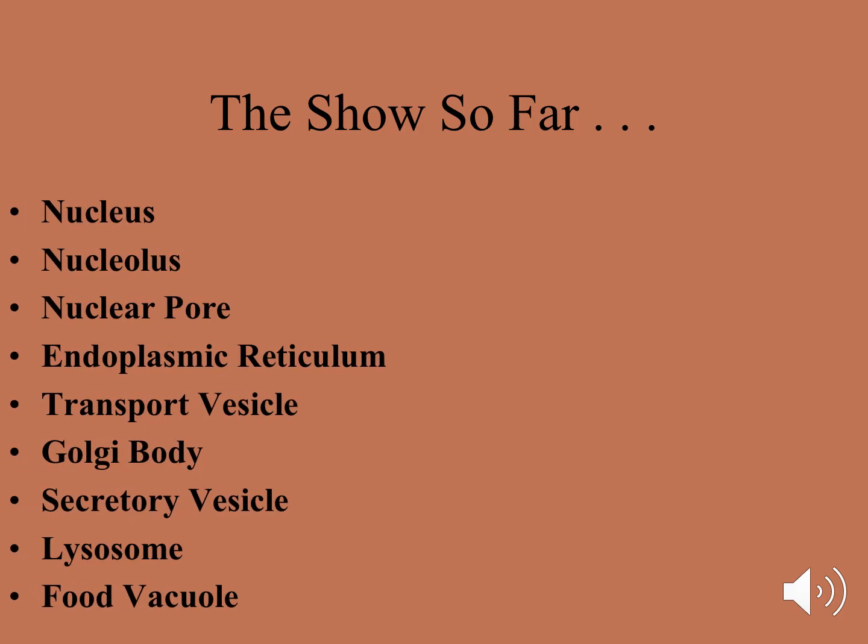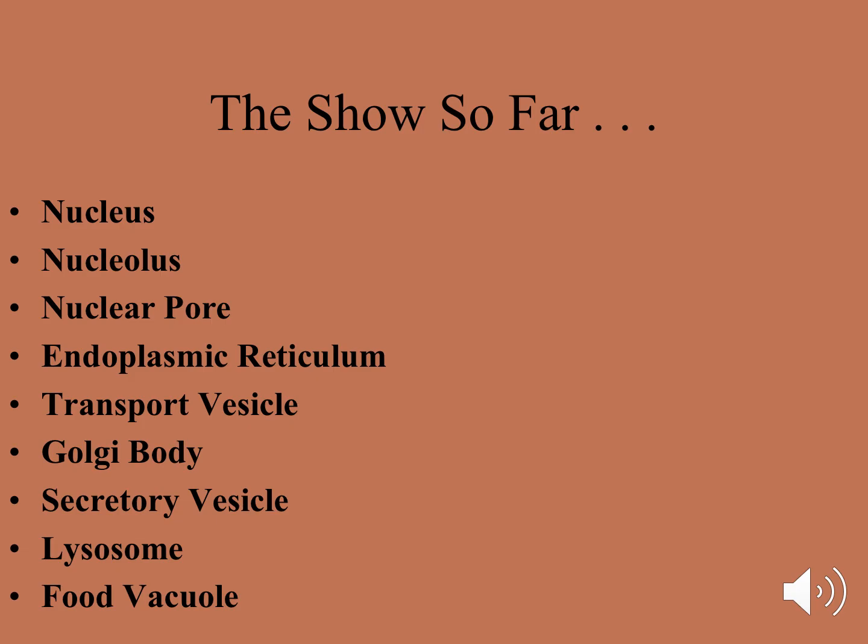Well, the show so far, what have we seen? We have seen the nucleus, the nucleolus, the nuclear pores, endoplasmic reticulum, transport vesicles, Golgi body, secretory vesicles, lysosomes, food vacuoles, and so forth. Which of these are double membraned? Which of them have a membrane around them? Which are made out of simply protein? Which of them have enzymes within? Which of them are involved in breaking down materials? Which of them are involved in transporting materials?